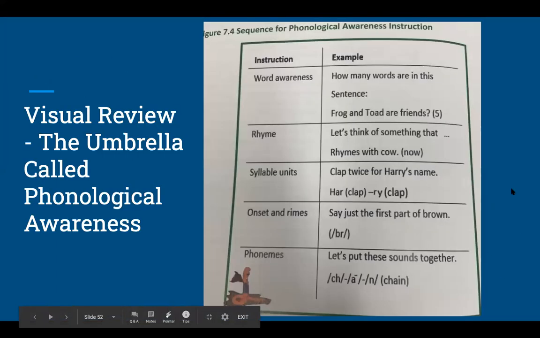So then this is just another visual that we provided for you of the umbrella called phonological awareness. We start with word awareness, go to rhyme, syllables, onset and rhyme, and then this is where we get into phonemic awareness, dealing with phonemes. And again, this all goes in order, so they'll go from the lowest level skill to the highest, which is phonemic awareness, and then under phonemic awareness, there will be more skills that you'll have to know, and those will also go from lowest to highest, with substitution being the highest level skill.